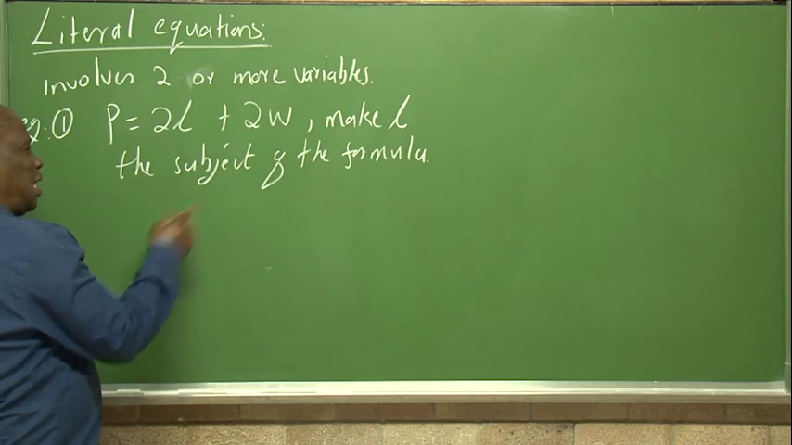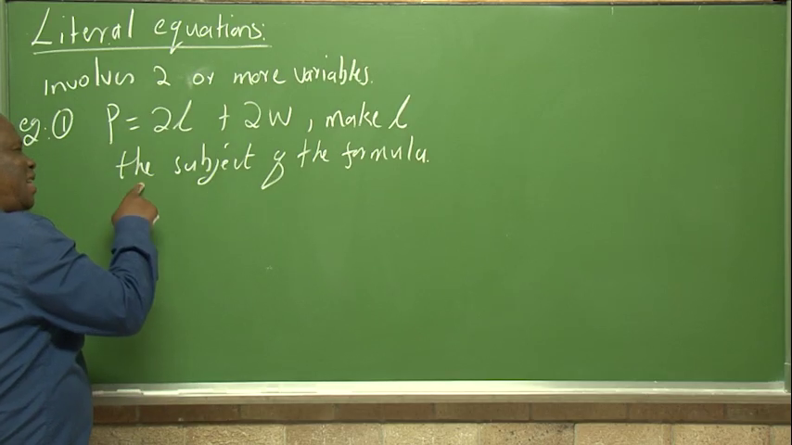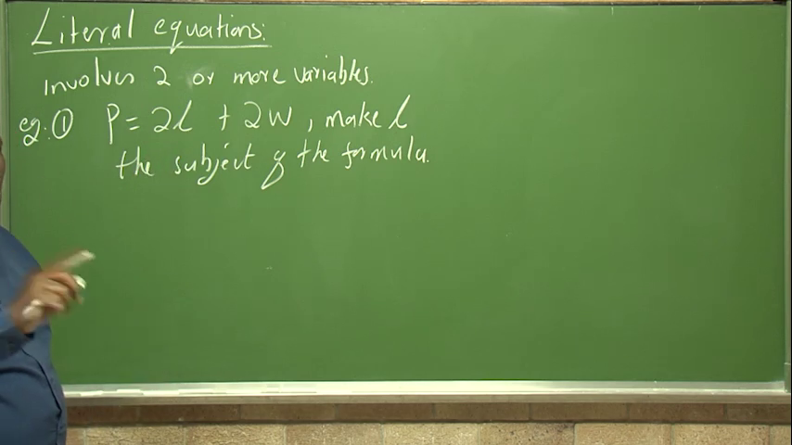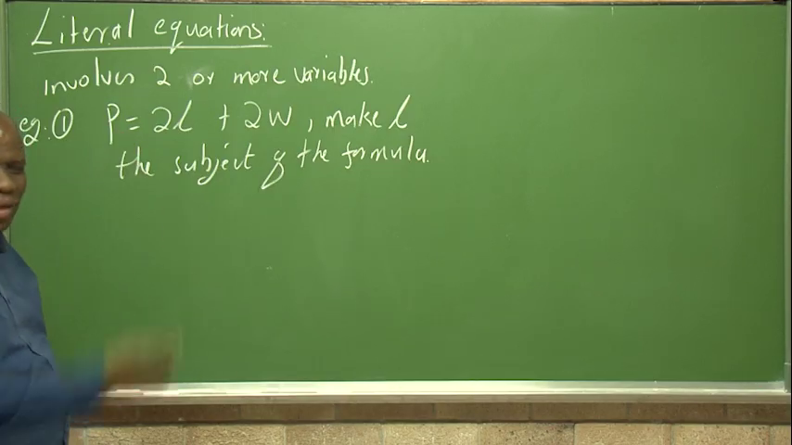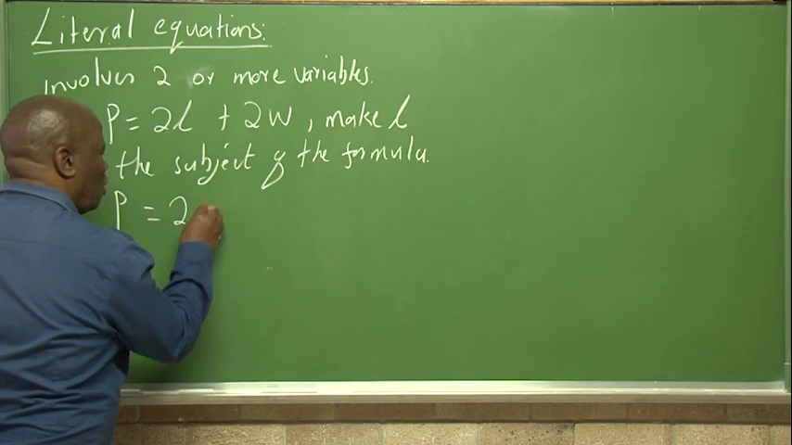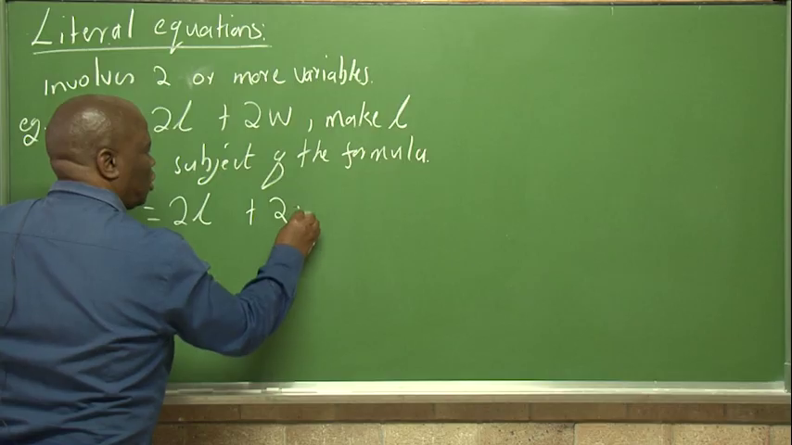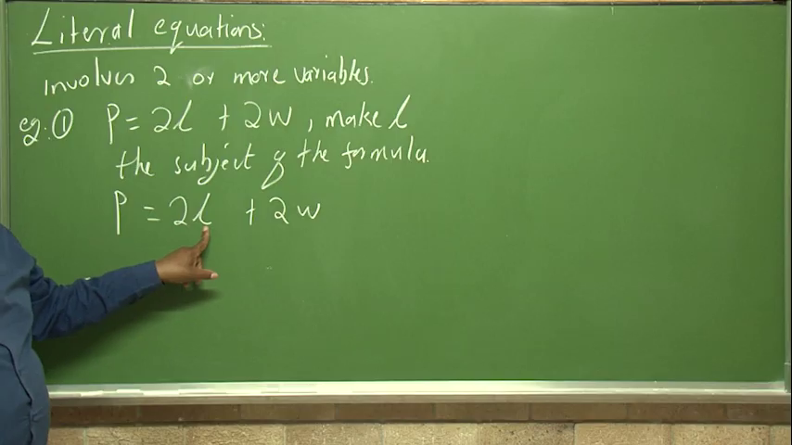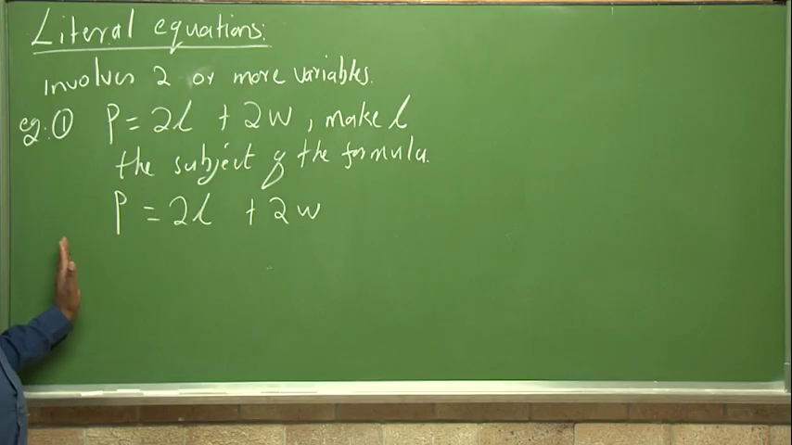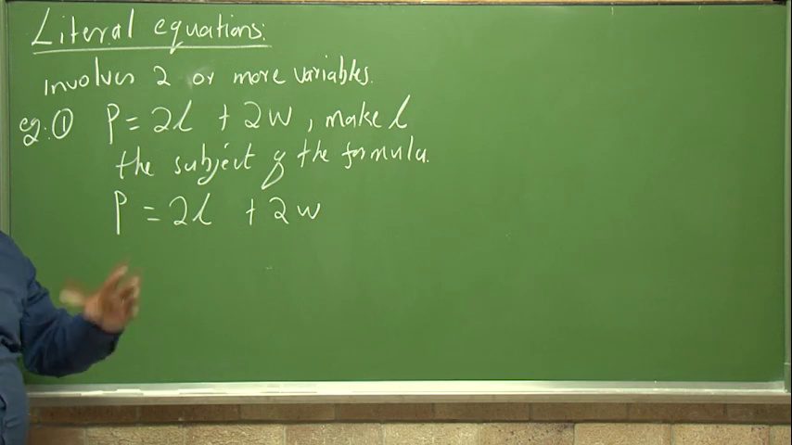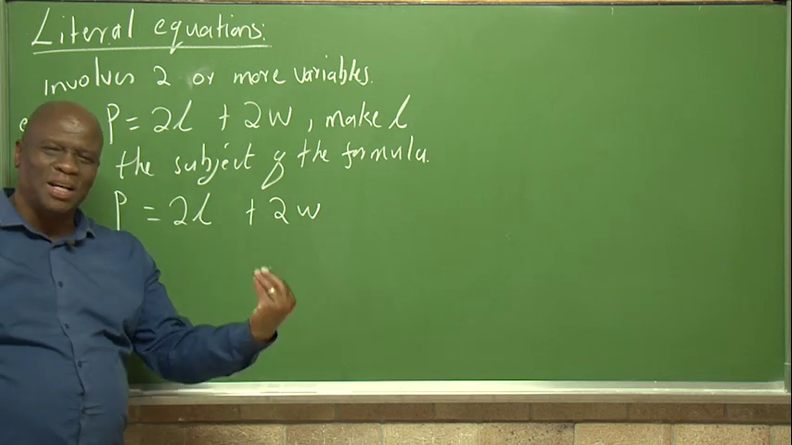Let me write down the equation. If the instruction reads make L the subject of the formula, it means on the right-hand side you must only be left with L. All these other terms must be transposed to the left. Let me rewrite the formula. P equals 2L plus 2W. I want to make L the subject of the formula. All these other terms must be transposed to the left, and then on the right-hand side I'll only be left with L. Then you have made L the subject of the formula.